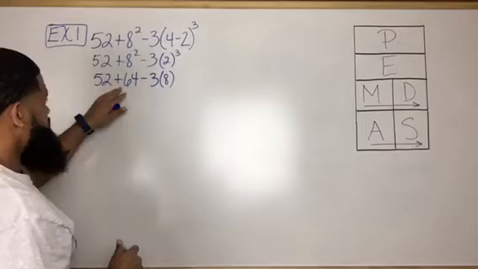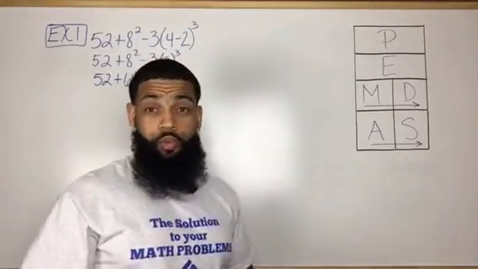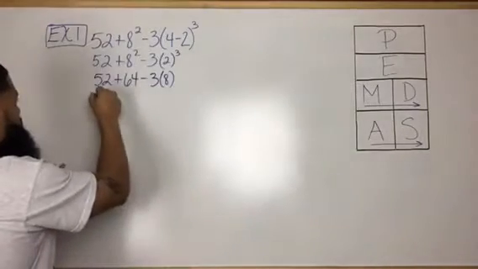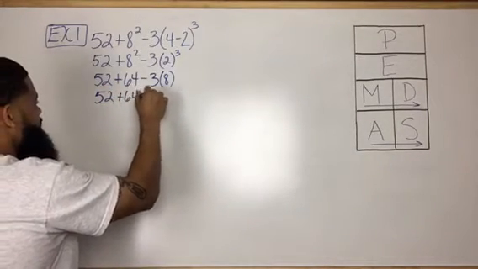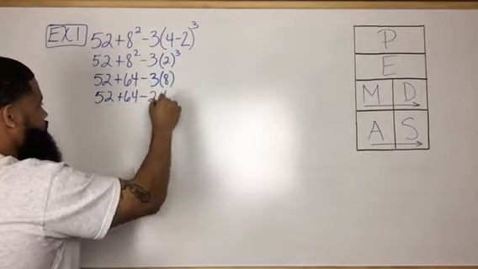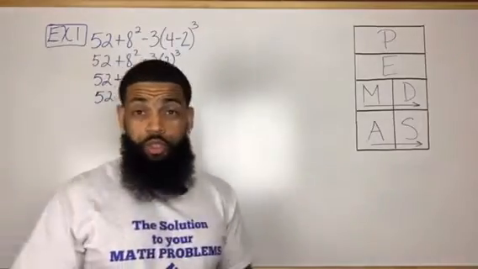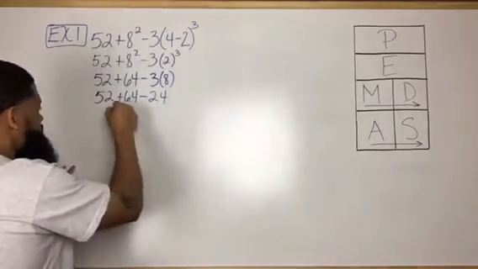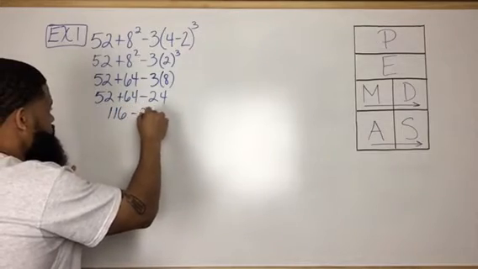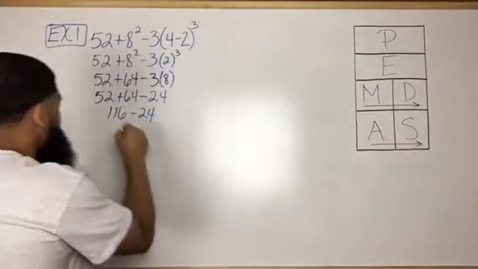Now I'm left with addition, subtraction, and multiplication. And according to the table, I need to do the multiplication first. So I'm going to say 52 plus 64 minus 3 times 8, which is 24. And now I have addition, then subtraction, so we're just going to work from left to right. So I end up getting 116 minus 24, and my final answer from that is going to be 92.